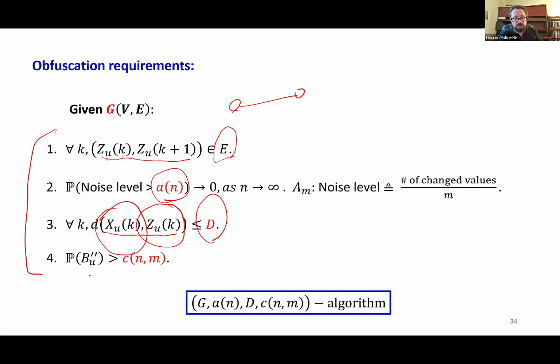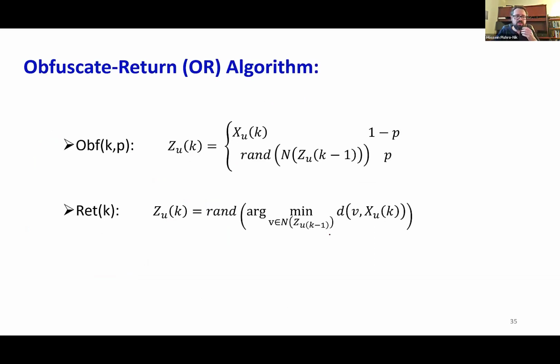And finally, this is our epsilon thing, right? For any pattern, a large number of other users must have the same pattern. So can we achieve all of these requirements? It turns out we can, using an algorithm that we propose, and we call it the Obfuscate-Return algorithm. It's based on two simple fundamental operations, obfuscation and return, that we repeat in a specific fashion to obtain privacy.